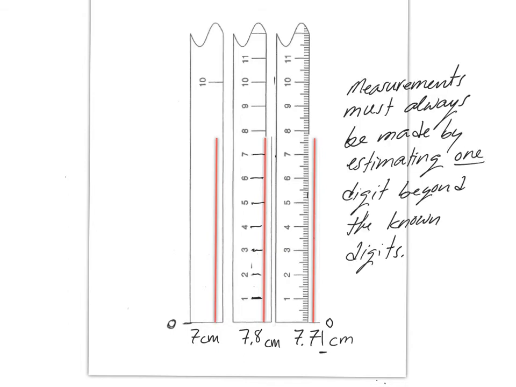So here's the general rule. This is what we've always got to do when we're making measurements, and I'm just going to read through this. Measurements must always be made by estimating one digit beyond the known digits. So in this ruler, the known digits were 0 and 10. I could estimate to the ones place. Here, I knew the digits to the ones place. I could estimate to the tenths place. Here, I know the digits to the tenths place, I can estimate to the 100ths place.